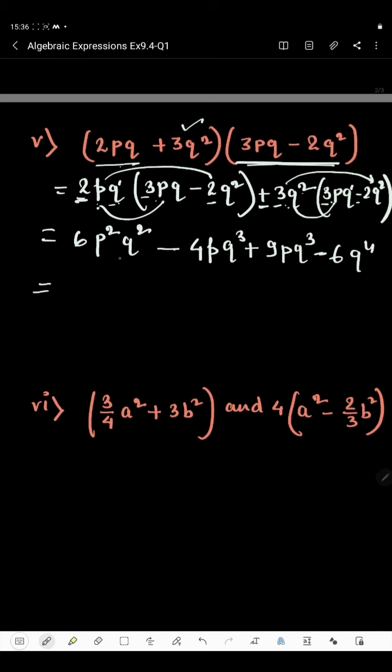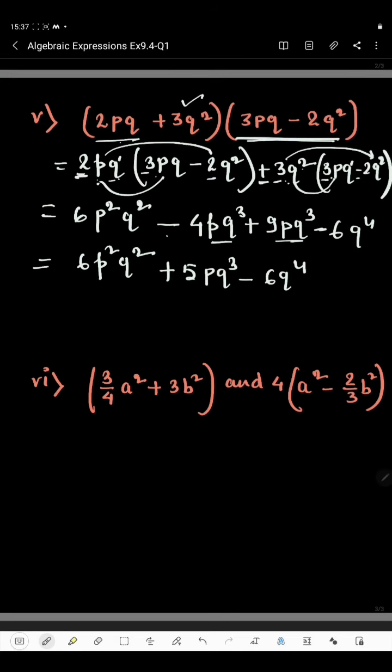Now the p square q square term is not present, so this is an unlike term, it will remain same, and here is pq cube and here is pq cube, so like terms are present, so we will calculate this too. So plus minus minus, so 9 minus 4 is 5, and since 9 is greater than 4 and the sign of 9 is positive, so it will be plus 5, and the variable part will remain same, which is pq cube, and then we have minus 6q to the power 4. So the answer of the fifth part is 6p square q square plus 5pq cube minus 6q to the power 4.